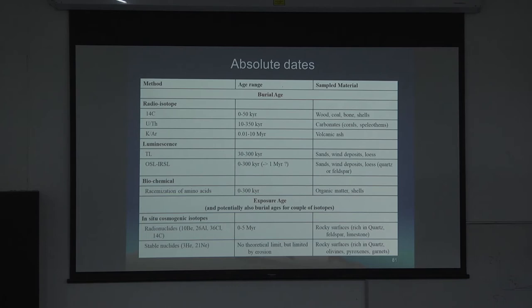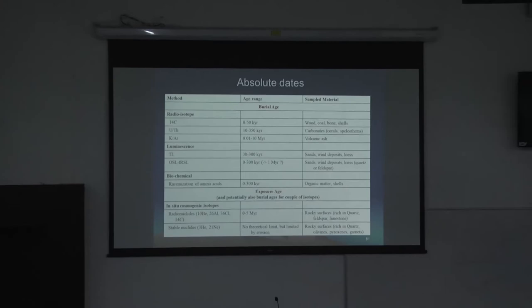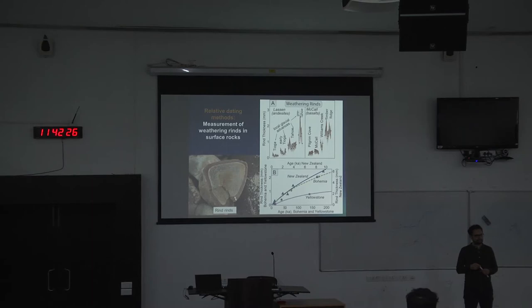How do they estimate the ring dating? What is this? Weathering rind dating. How do they estimate? What is the procedure?